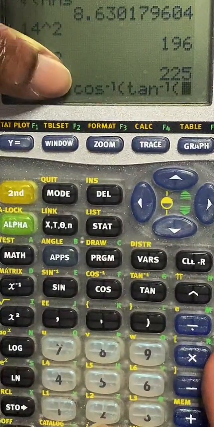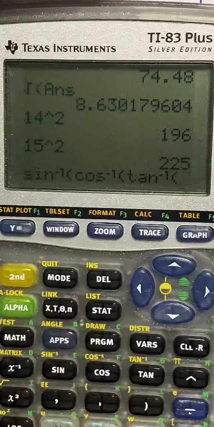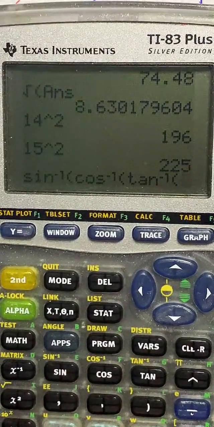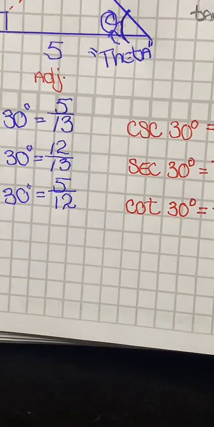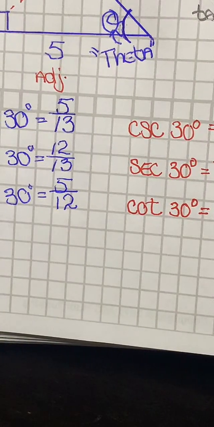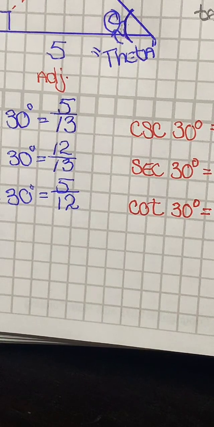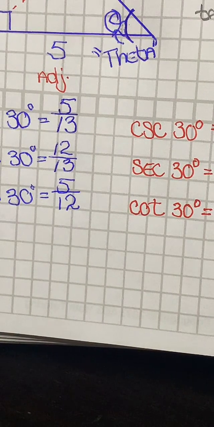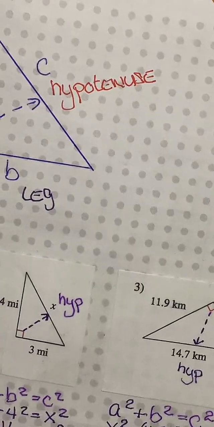Arcsine, arccosine, arctangent. Okay? All right. So, that's your intro to trig. Okay, that was your intro to trig. Good job, guys. Excellent job. Okay, so let me do a quick rundown of those a little bit later.